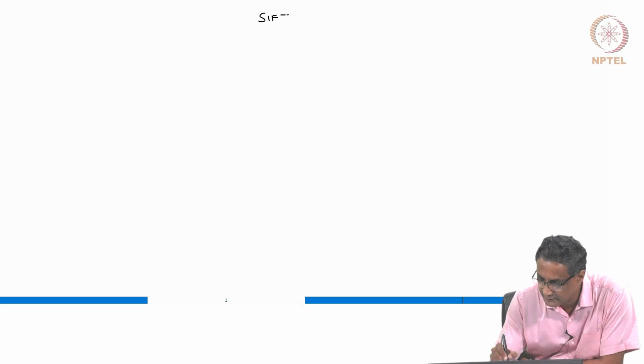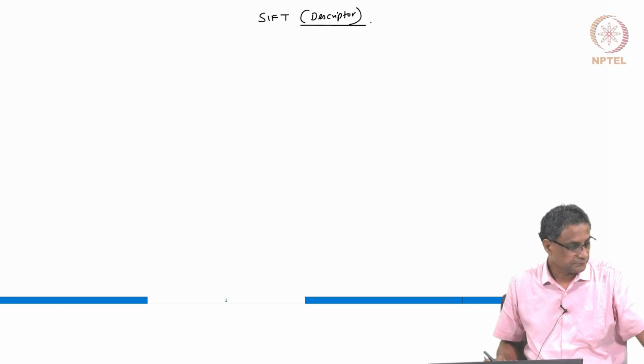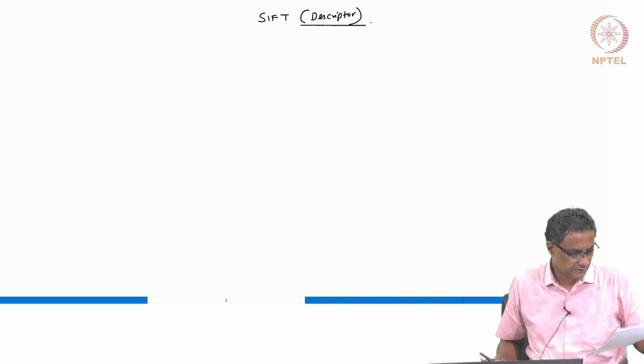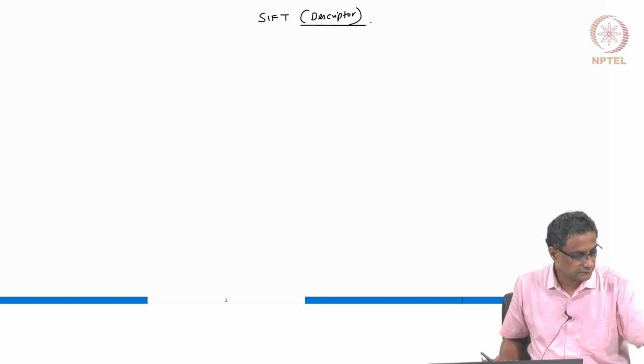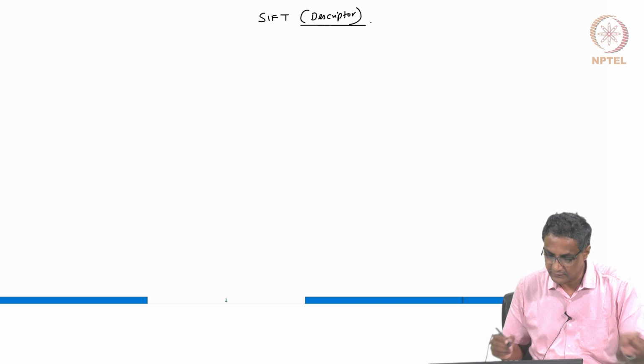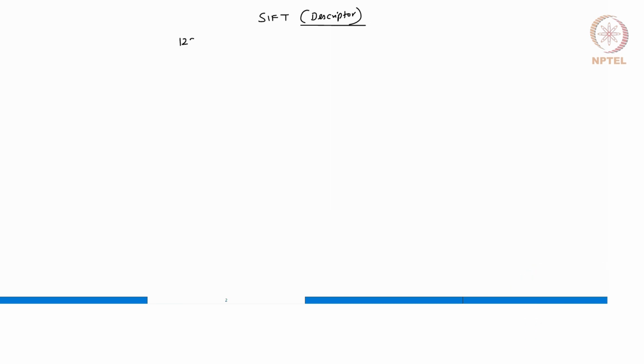We are at the SIFT descriptor. We are talking about how to arrive at a descriptor of SIFT. I think I just started talking about it during the last class. I said that this is a 128 dimensional vector, and it involves a bunch of steps.